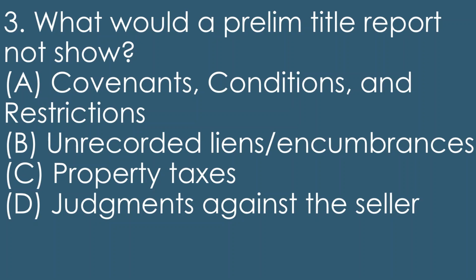So covenants, conditions, and restrictions, that will show up on a prelim. It'll either show up because it's recorded with the title, or it's in the actual deed itself. That's a little bit of an older way of doing it, but the covenants, conditions, and restrictions will show up in the title. Unrecorded liens and encumbrances. Unrecorded, no, a prelim does not show it if it's unrecorded. If it's recorded, then it will show a recorded lien or encumbrance, but not unrecorded. So that looks to be the best answer at this moment.